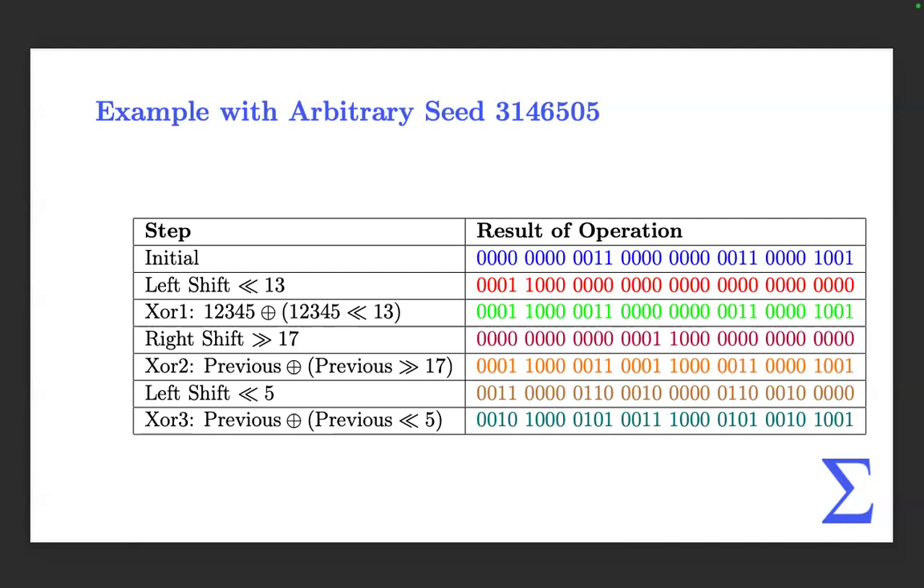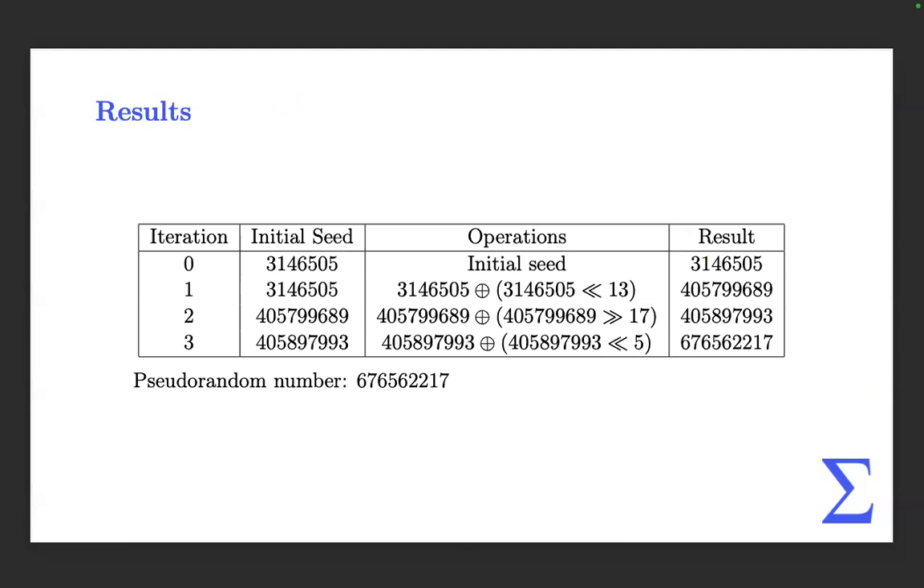So first I did a left shift 13, then a right shift 17, and then a left shift by 5. By doing this over and over again, you eventually arrive at this final number here. And I'll just sum that up in a small table. You start off with 3146505. By doing the first XOR operation, you get 40579969. Then you do it again, you get 405897993. And you do that again, you get 676562217. You could use all of these numbers as your next random number, or you could just use the last one. It really depends how strict you want to make the bounds for your randomness.